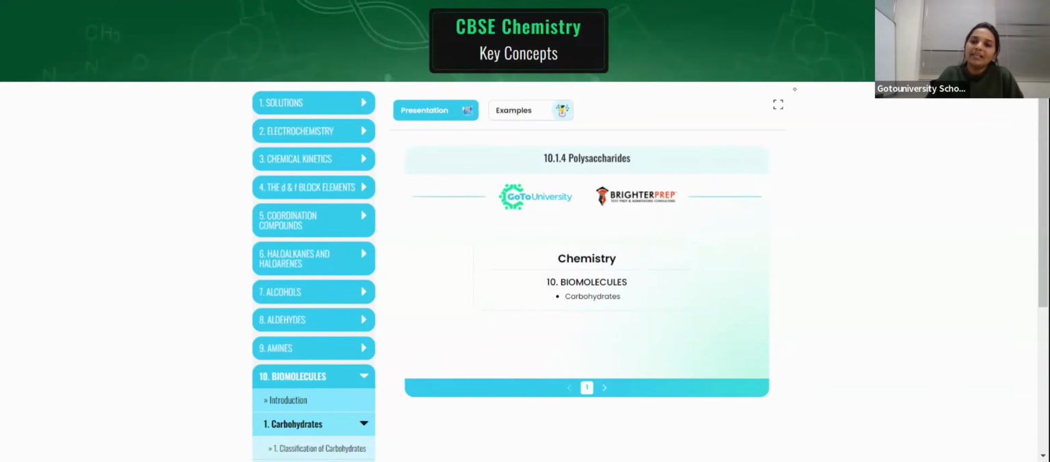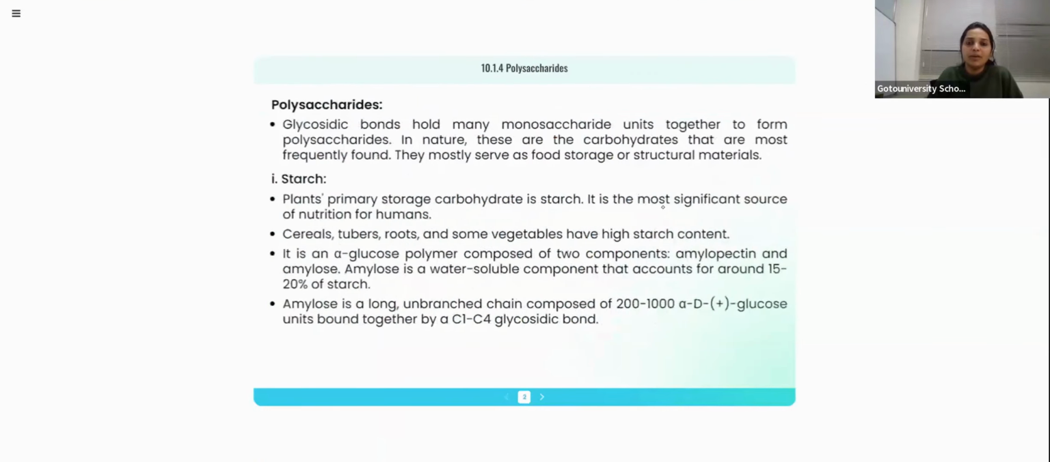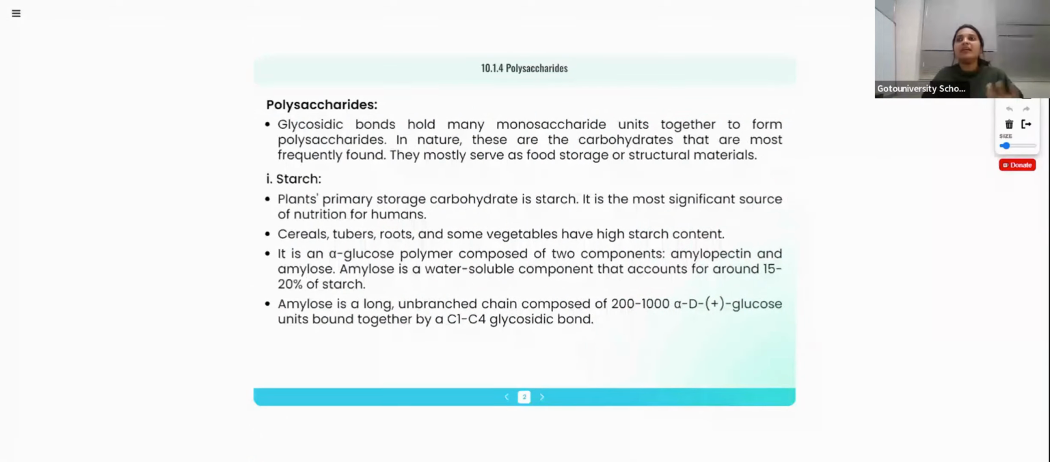So what do you mean by polysaccharides? As I told you, between the individual units in carbohydrates, the linkage is called a glycosidic linkage. So what is a polysaccharide? We know many monomers are there, right? So glycosidic bonds hold many monosaccharide units together to form polysaccharides. In nature, these are the carbohydrates that are most frequently found. One best example of a polysaccharide is starch.